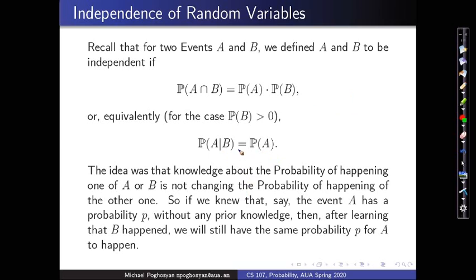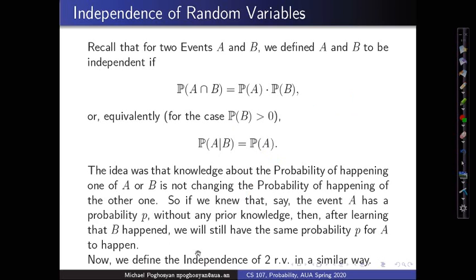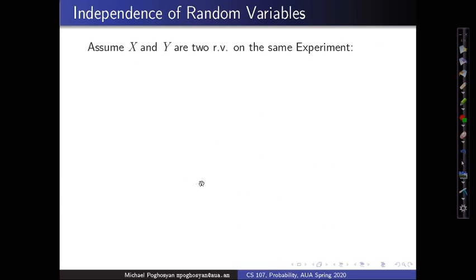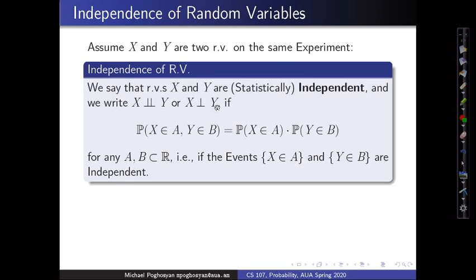Okay, this was from the first part of our course. Now we are defining independence of two random variables in a similar way. So assume X and Y are two random variables on the same experiment, on the same sample space.